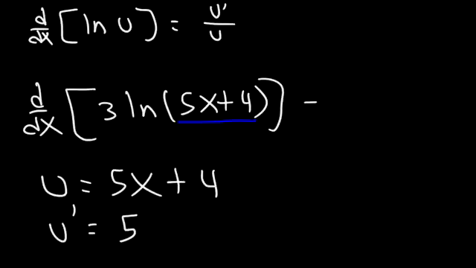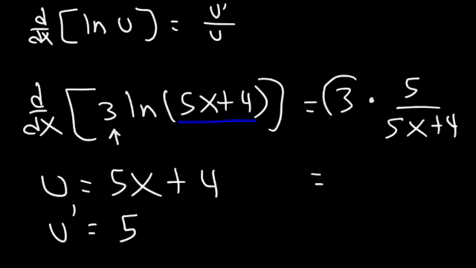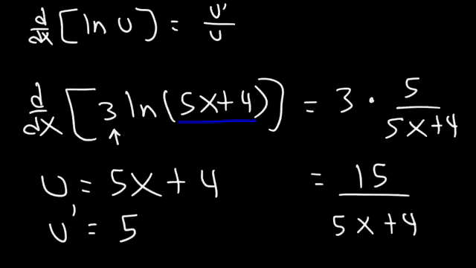So it's just 5. Now we do have a constant in front of the natural log, so we're going to rewrite that here. So it's going to be 3 times this thing, u prime, which is 5, divided by u, which is 5x plus 4. So now we can multiply 3 times 5, and that's going to be 15. So the answer is 15 over 5x plus 4. So now you know how to find the derivative of natural logarithmic functions.